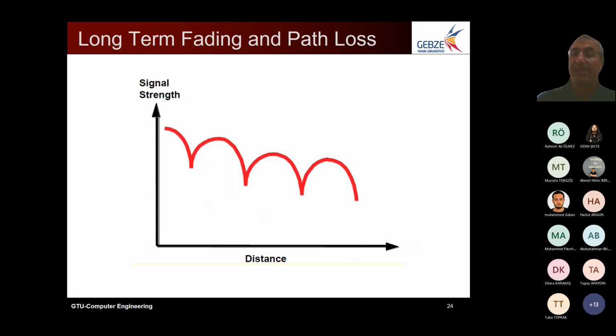So let's start with the path loss, which is a large-scale fading. As you see, this is my transmitter at 0 meters, and this is my receiver. As you increase the distance between transmitter and receiver, the signal strength decreases. As the signal moves forward from transmitter to the receiver, the strength of the signal also decreases.